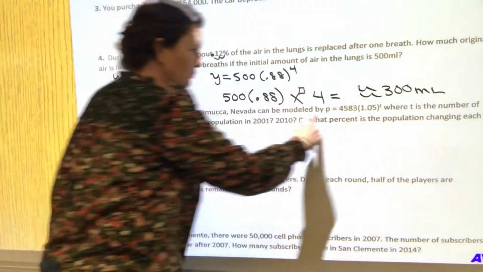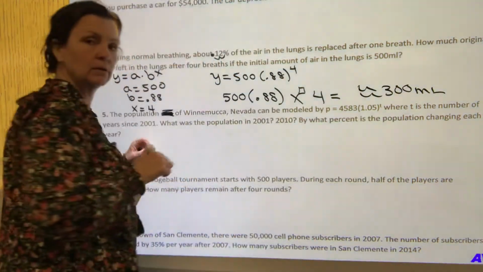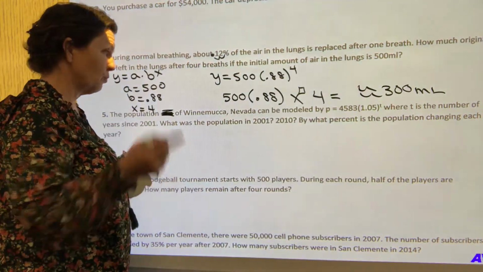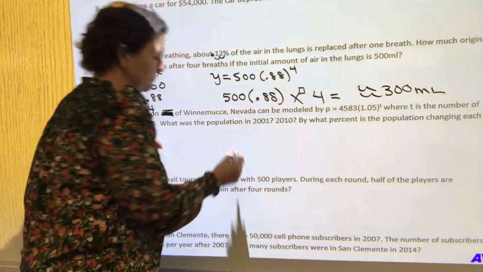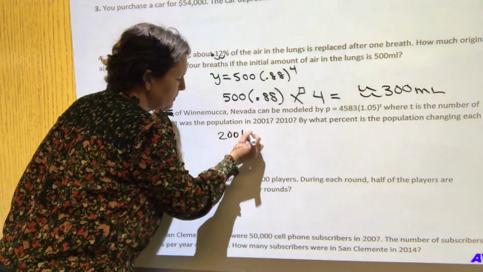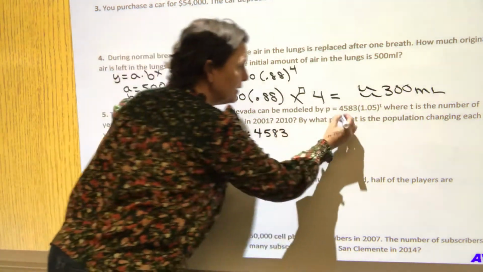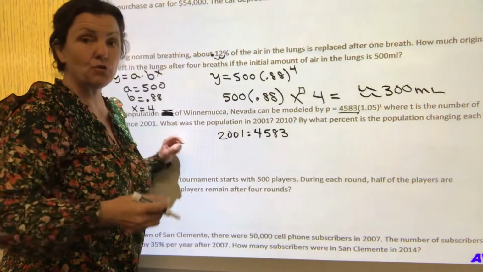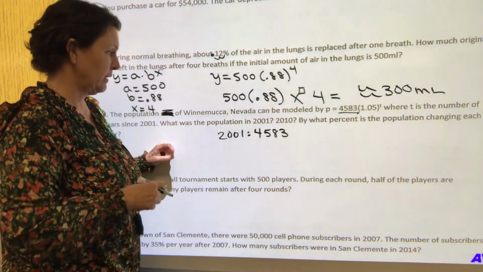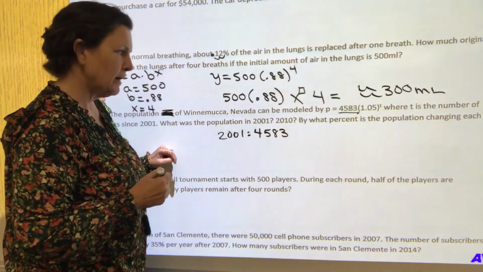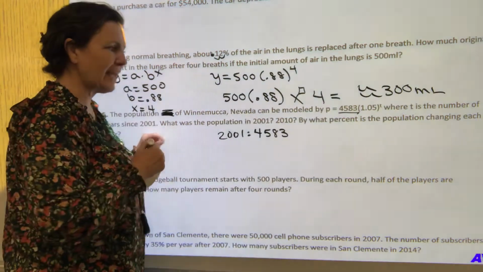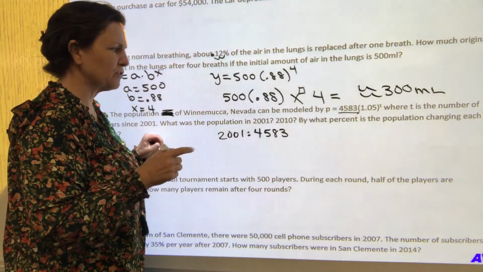What was the population in 2001? So this formula represents 2001. So how many people were in this town in 2001? So the 2001 population was 4,583, because that was the initial amount of humans at this city in Winnemucca, Nevada. Now they want to know 2010. I'll skip that one for just a hot second.